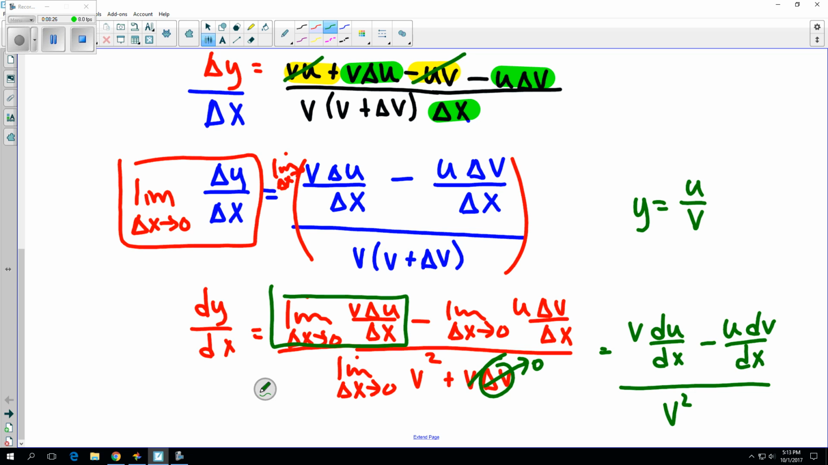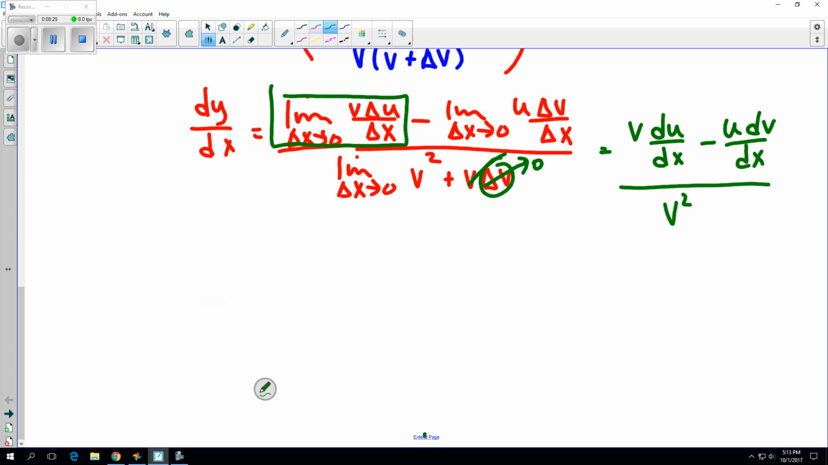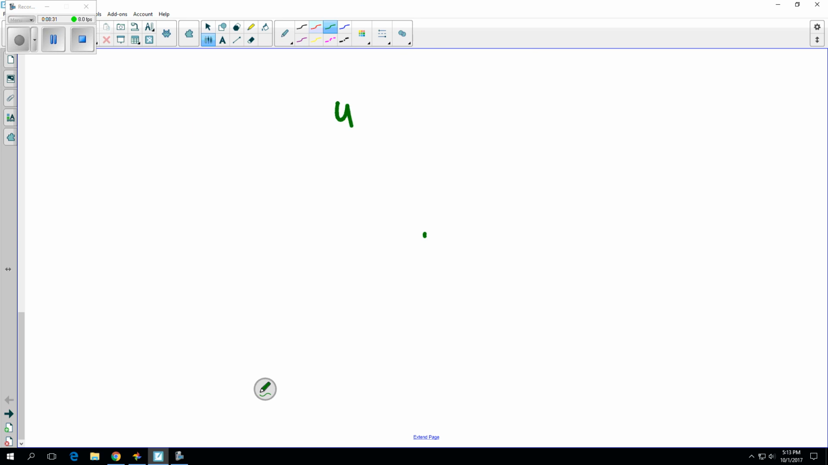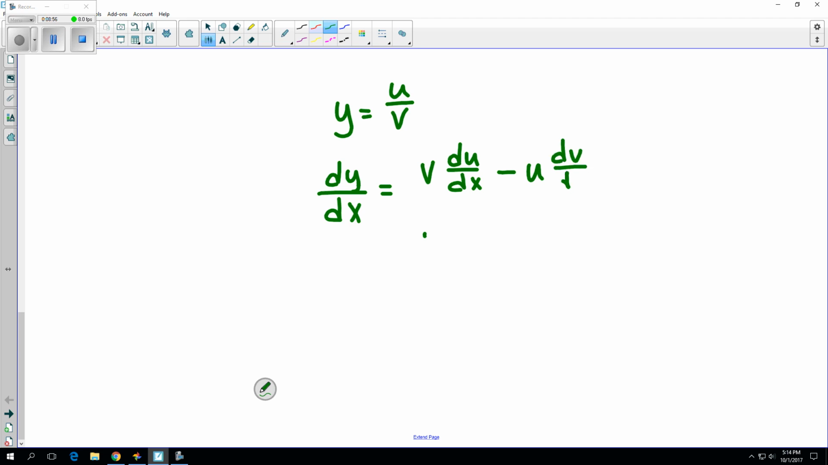So let's rewrite that so we can see. We started with y equals u over v, where u and v are functions of x. And I now know dy over dx, and again that's a y not a u, is equal to, according to what I just wrote down, v du dx minus u dv dx all over v squared.